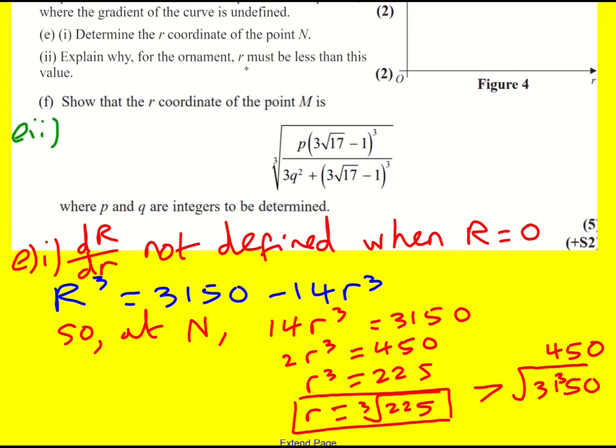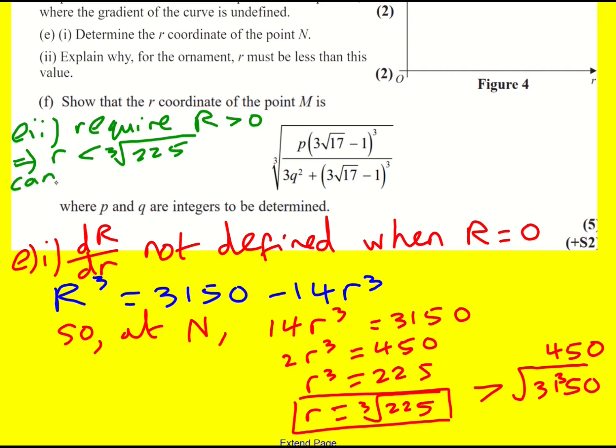Part 2, explain why the ornament little r must be less than this value, while we require, for the ornament to make any sense, that capital R is greater than 0. If it's equal to 0, then you're just going to get a truncated cone. It's not actually the original ornament, which implies that r must be less than the cube root of 225. So we cannot have negative radius.